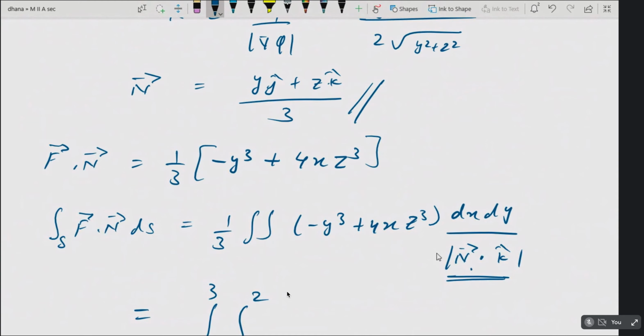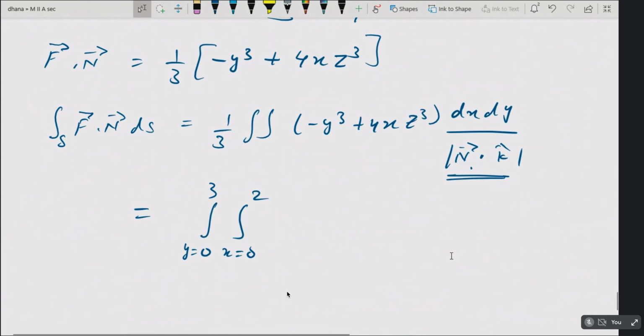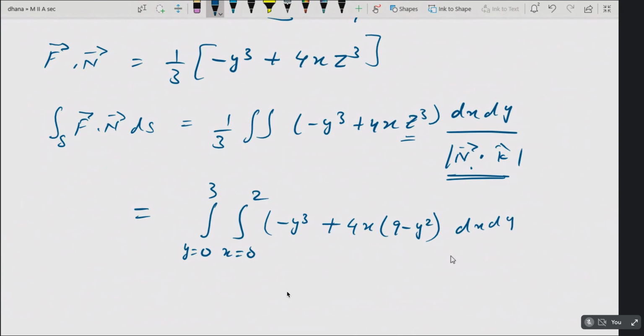Will you be able to do it? Everything is mentioned here. Now, you are integrating with respect to x and y, so there should not be any z variable. For z, what will you do? That's a surface, z square is written, so that will be 9 minus y square. Calculate this again with dx dy. Here there's z cube, whole to the power 3 by 2, 9 minus y square.